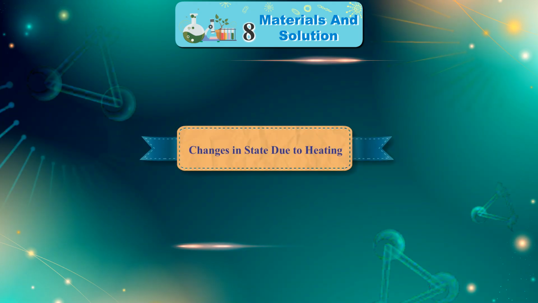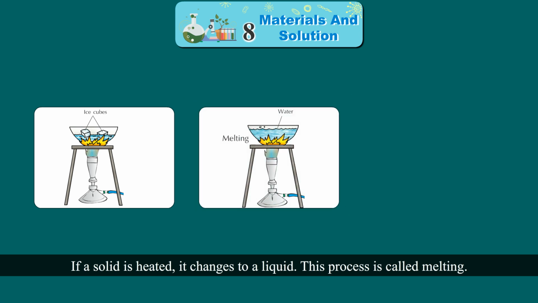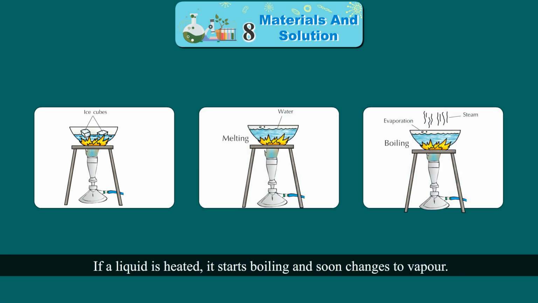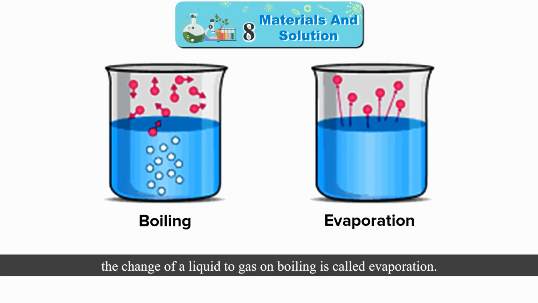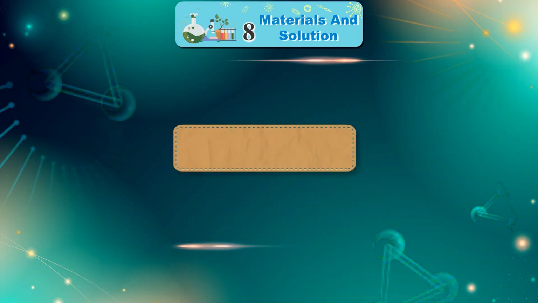Changes in state due to heating. If a solid is heated, it changes to a liquid. This process is called melting. If a liquid is heated, it starts boiling and soon changes to vapor. The change of a liquid to gas on boiling is called evaporation.